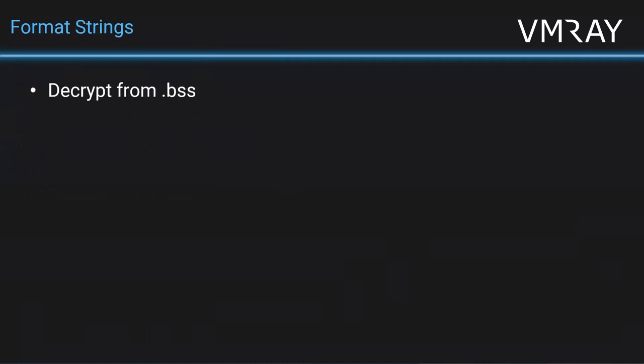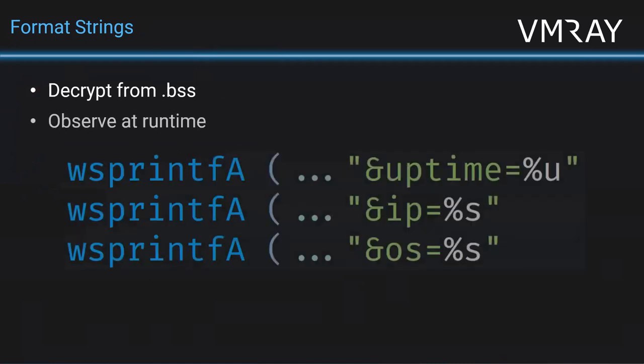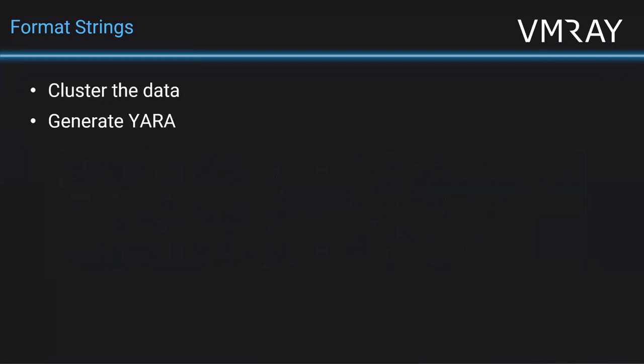We can either decrypt them from the BSS section where the malware stores them, but it's easier to just observe them at runtime. So these small format strings are all new compared to the original source code, and there are many, many more depending on the malware variant. So what we do is that we extract all of these format strings for the thousands of samples. We clean it up, then cluster it, and then we can generate YARA rules from it.